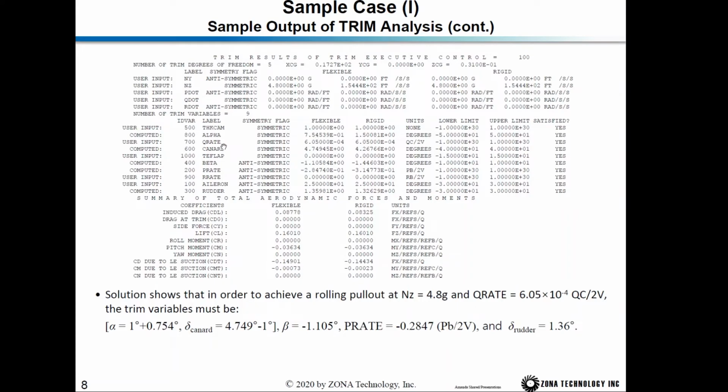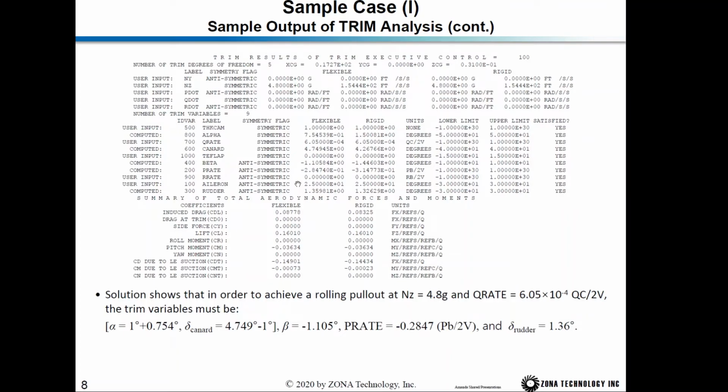And the Q-ray is input, and the canard is computed. So this is unknown. So the canard for the rigid is 4.2 degrees. For the flexible is 4.7 degrees, and so on. So this is for flexible. This is for rigid. This is the unit, and then after that.